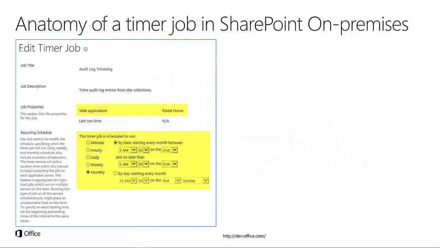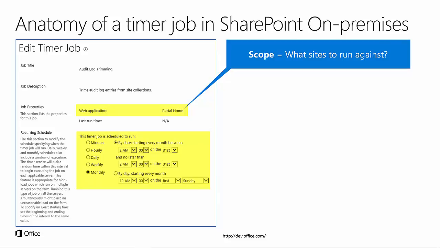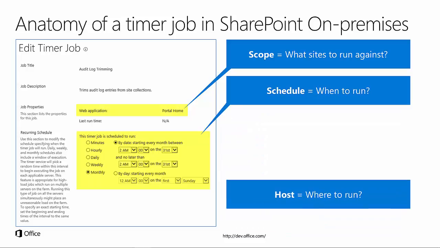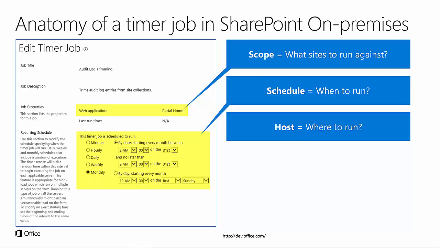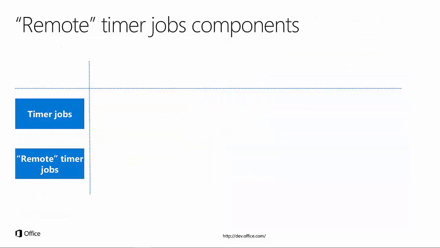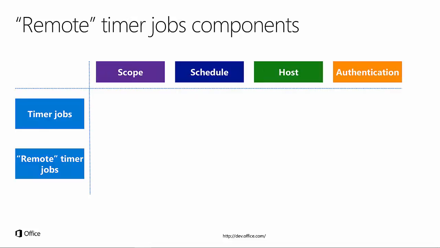Here is what a regular timer job gives you. First, it has a scope that defines what sites to run the timer job against. Then it has a schedule that defines when to run it. Next, it has a host that defines on which machines in the farm your code will run. Finally, there is authentication that defines the credentials with which the code is executed. Let's take a closer look at these four aspects. Here we have a comparison table: timer jobs, remote timer jobs, and the four aspects we've introduced before: scope, schedule, host, and authentication. Now let's go through them one by one and see what the differences are.